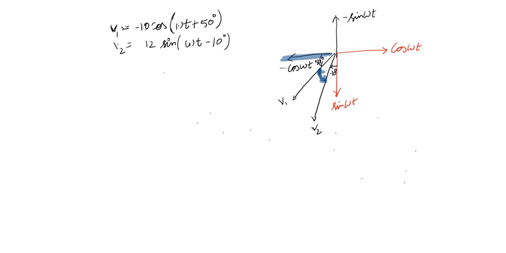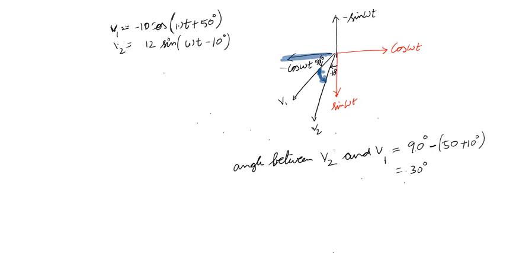So, if this angle is 50, you know the angle between this and this is 90 degree. This is 50, this is 10 degree. So, what is the rest of the angle? 30 degree. The angle between V2 and V1 is the total 90 degree minus 50. You subtract the remaining angles and you will get 30 degree. So it's clear from this that V2 is leading V1 by 30 degree.